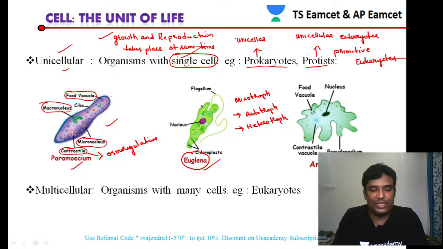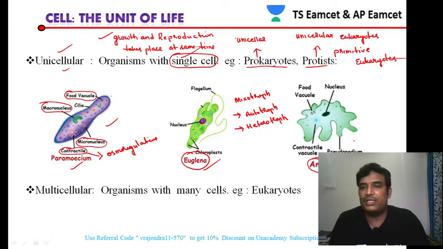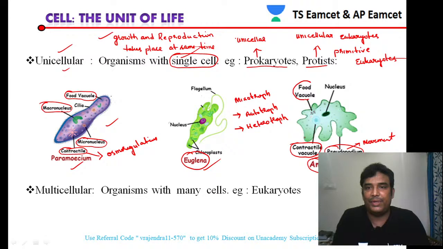Then if you see Amoeba, it is one of the best examples of unicellular organisms. Amoeba has pseudopodia, mainly for the movement of the organism. It also has a contractile vacuole to maintain osmoregulation, and a food vacuole. The organism is made up of a single cell, and that single cell performs all the activities. Such organisms are called unicellular.